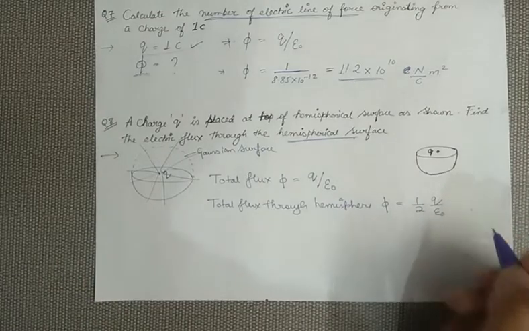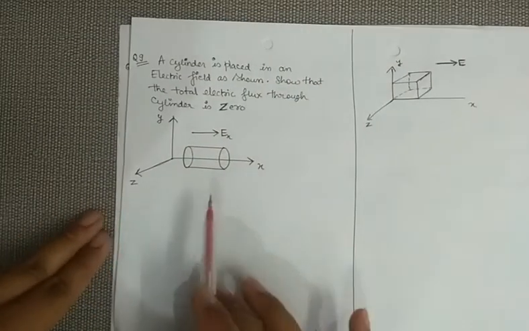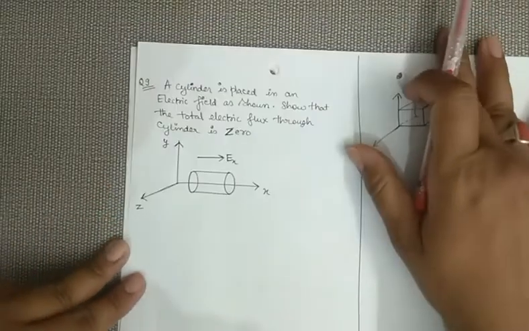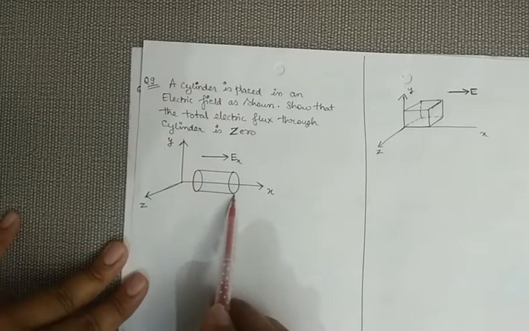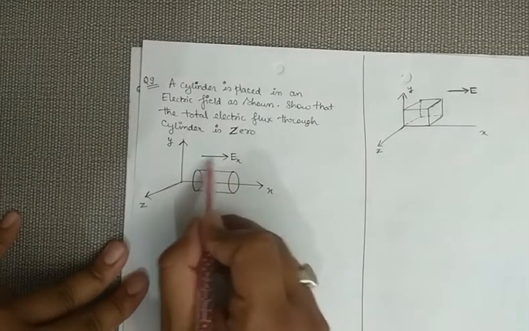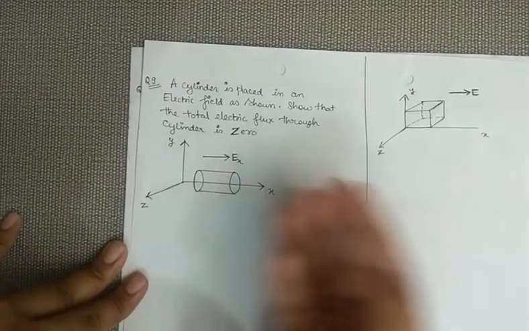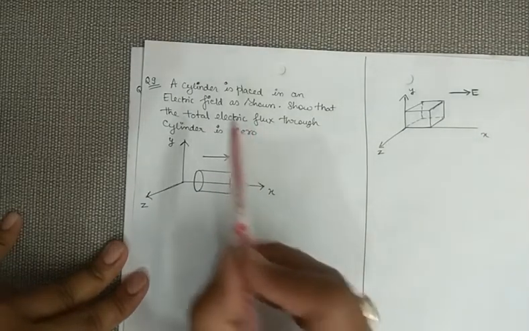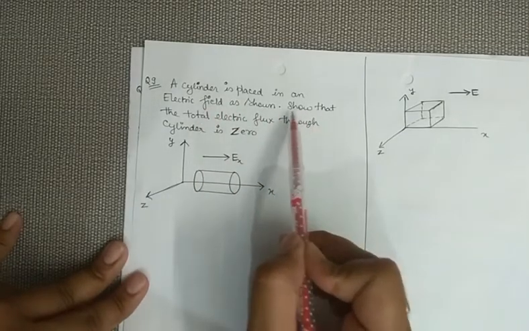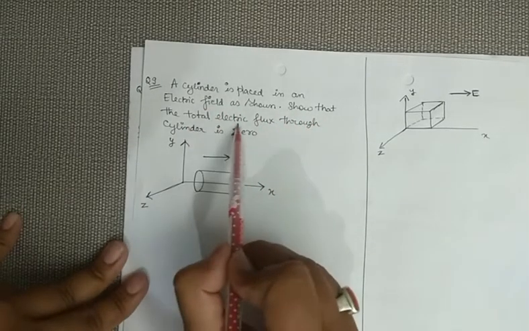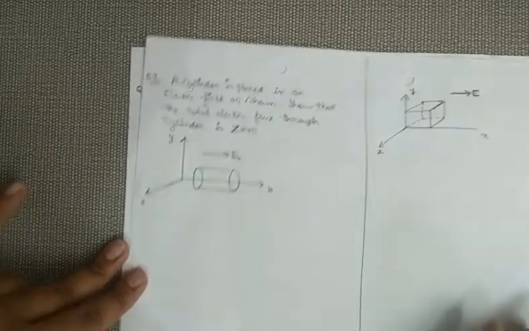Let's move to the next question. Now this question has been asked many times in your board examinations. A cylinder is given and this cylinder is placed such that the electric field is acting along the axis of the cylinder, and all these things are given to you in the question. So let's read out the question. A cylinder is placed in an electric field as shown. Now you have to prove that the total flux passing through this cylinder is 0. I have to show that the total flux through the cylinder is 0.